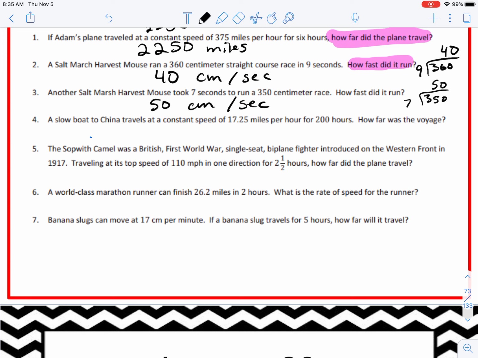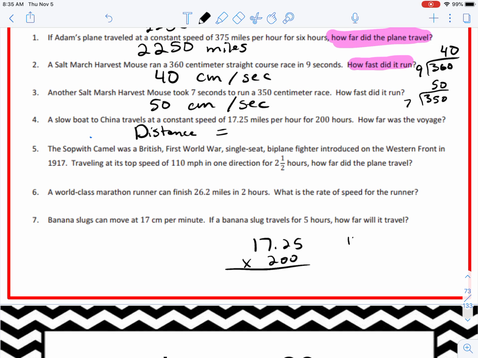Okay, awesome. Number 4, a slow boat to China travels at a constant speed of 17.25 miles per hour for 200 hours. How far was the voyage? It's asking us how far the voyage was, so it's asking for distance. So our distance is going to equal, we have to do 17.25 times 200.